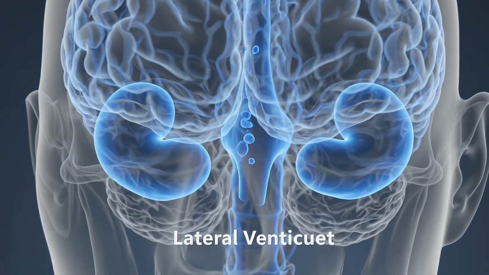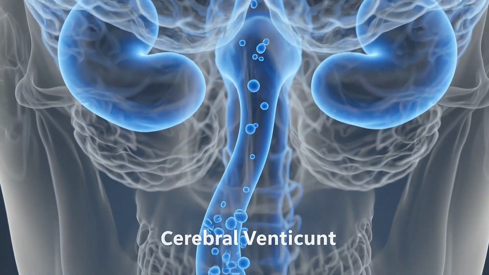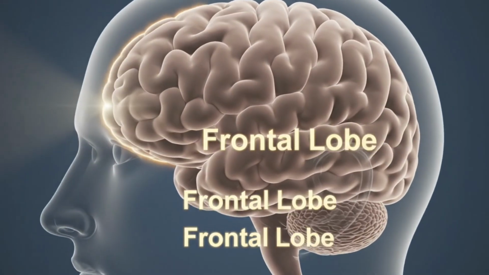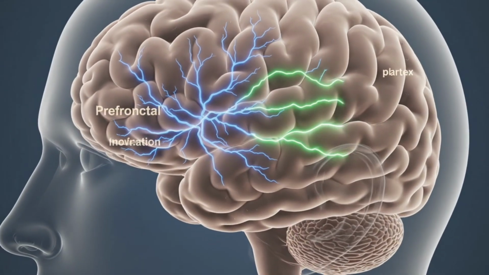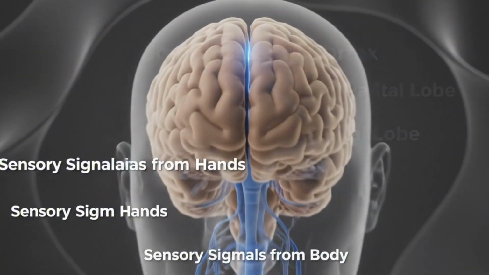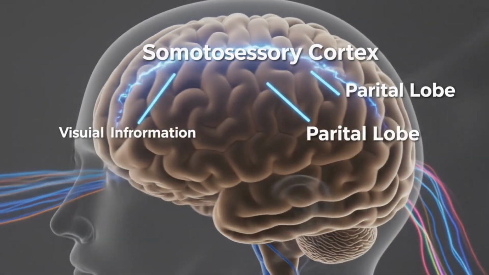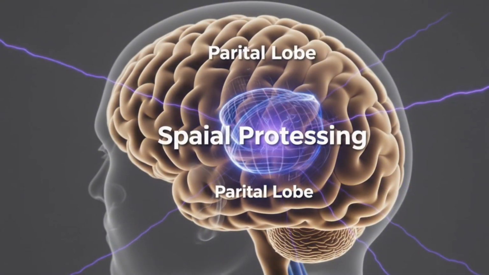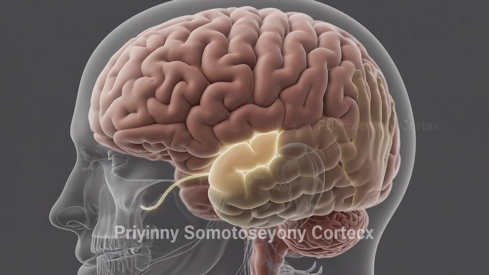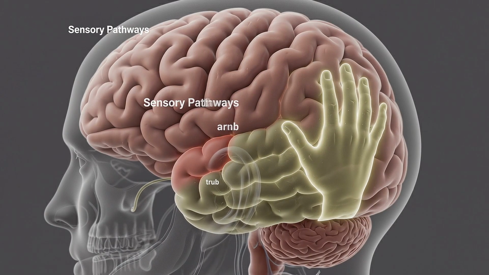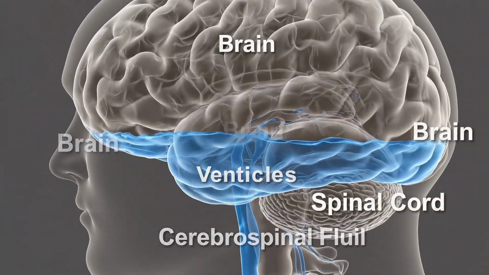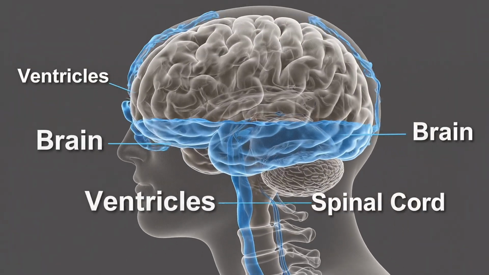Let's explore the ventricular system within the brain. The paired lateral ventricles lead to the third ventricle. Welcome! Today we explore the frontal lobe. The prefrontal cortex processes information, then plans and makes decisions. Touch information travels from the body, along sensory pathways, to the primary somatosensory cortex. Cerebrospinal fluid circulates through the lateral ventricles, down the third and fourth ventricles, cushioning and supporting the brain and spinal cord.